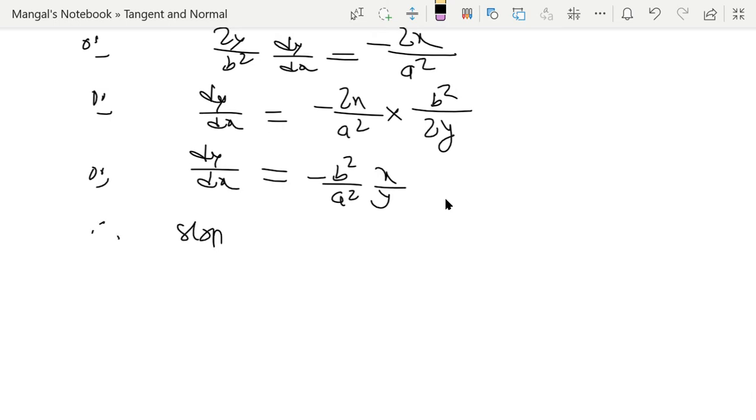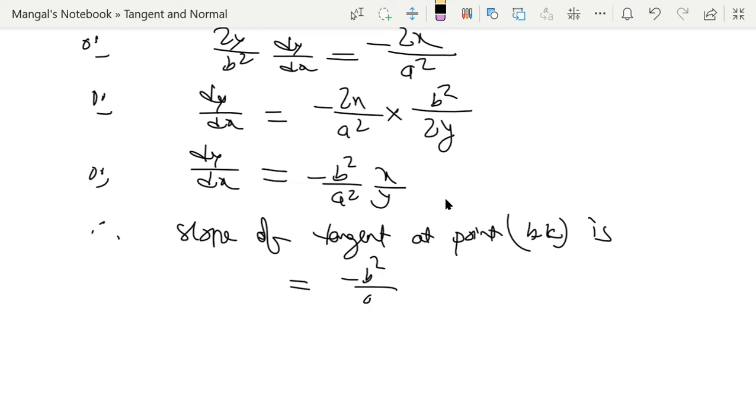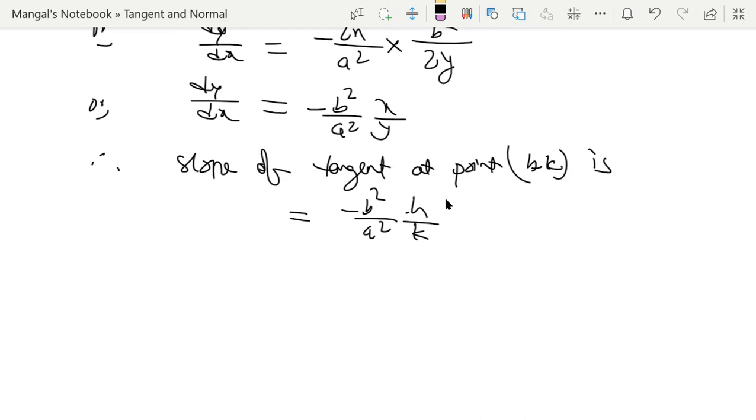Therefore, the slope of tangent at point h, k is equal to minus b square by a square into h by k. So at h, k, in place of x we keep h, and in place of y we keep k. So the slope of tangent is found, and we need to go for finding the condition of the normal. That is why we have to find the slope of normal as well, and the relation is that the product of the slope of normal and tangent is equal to minus 1.